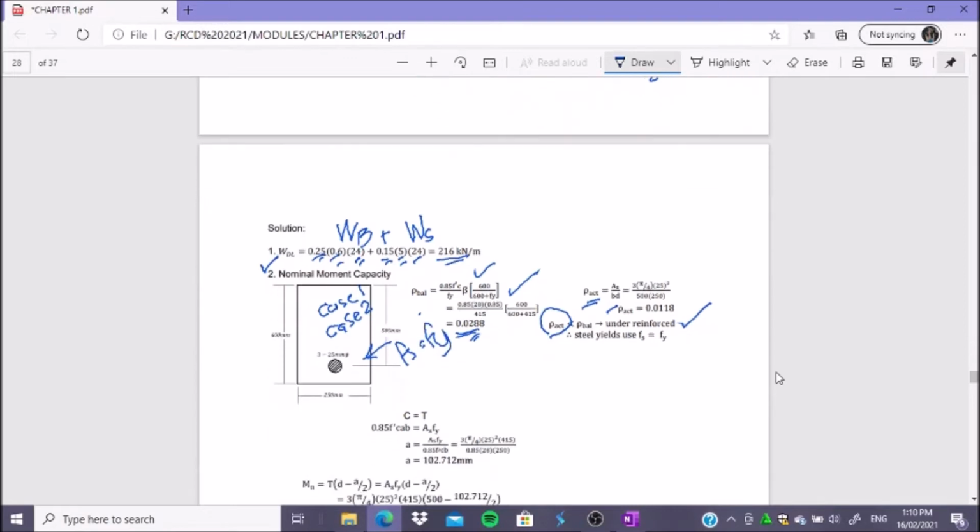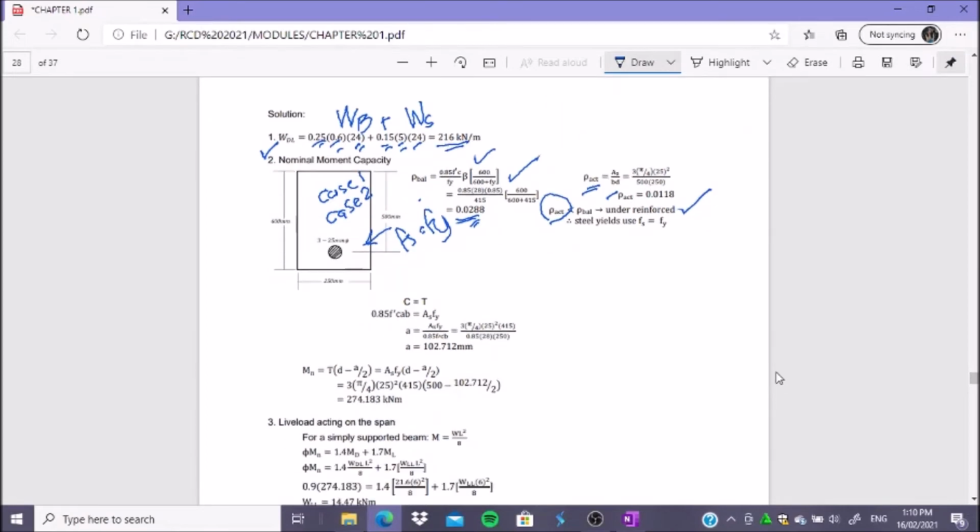Okay. We still go through equilibrium for the purpose of solving for A. We don't need to solve for C anymore because here it is proven that the steel yielded. So we need A. Again, Fy is used here because it yielded. So A is equal to 102.712.